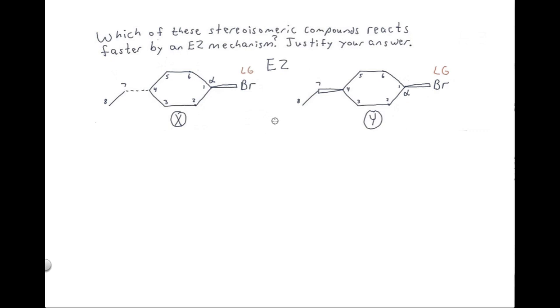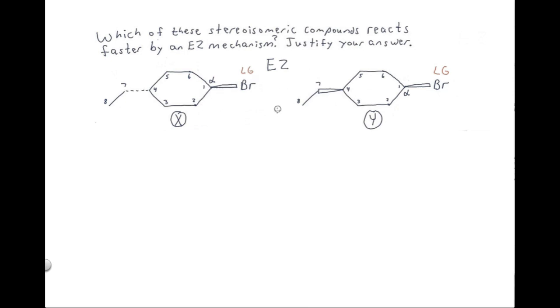Sometimes we judge E2 by how substituted the beta carbon is. Sometimes we look at the amount of substitution on the beta carbon, but that can't be the factor here because both beta carbons in this picture are secondary and both beta carbons in this picture are secondary. So the substitution of the beta carbon won't be the deciding factor in this problem either. It doesn't help to look at the alpha carbon or the leaving group because both of these pictures have the same type of alpha carbon and the same leaving group.